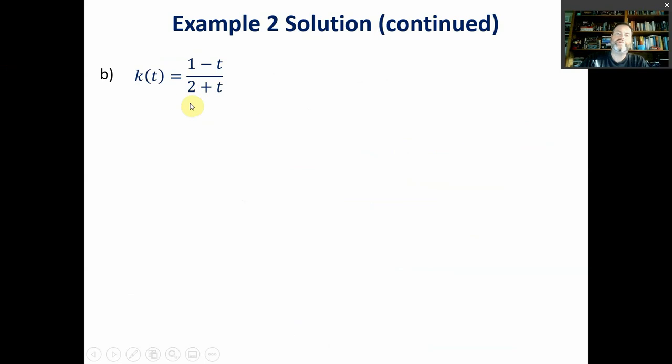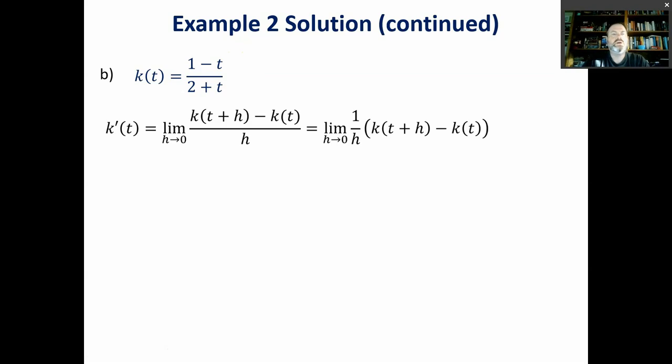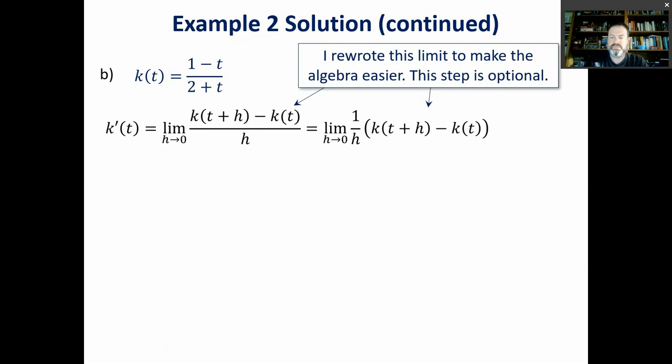This is a rational function. Notice t is not allowed to be negative 2 because that's division by 0. That means we would expect this to show up in the derivative, and it turns out it does. Because negative 2 is not part of the original function, it can't be part of the derivative. So there's the derivative formula. So we're going to plug everything in, but before I do it, I'm going to show you a way to save yourself some algebra headaches. Okay, so what I did here is I rewrote this limit to make the algebra easier.